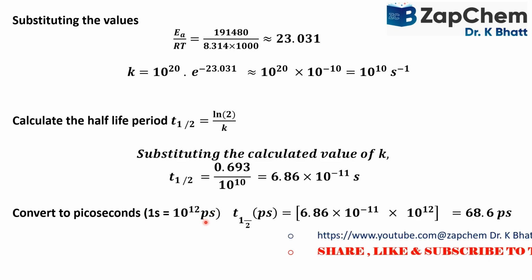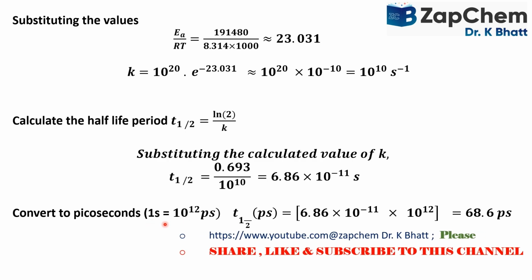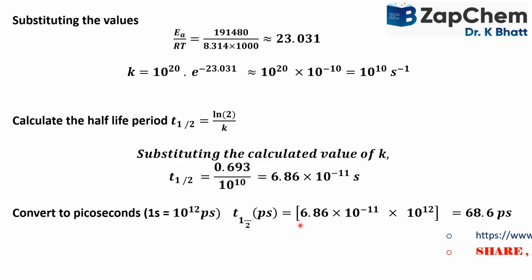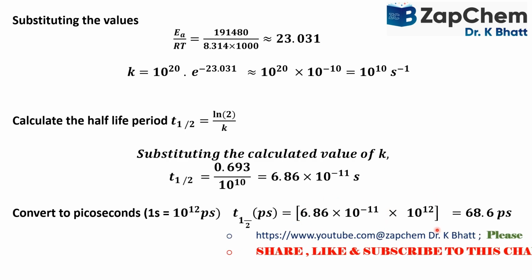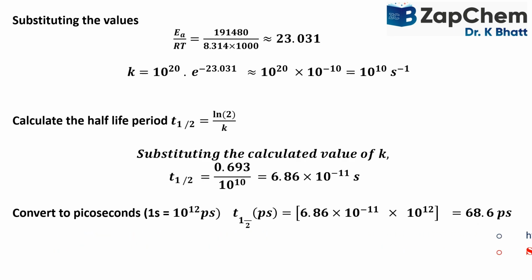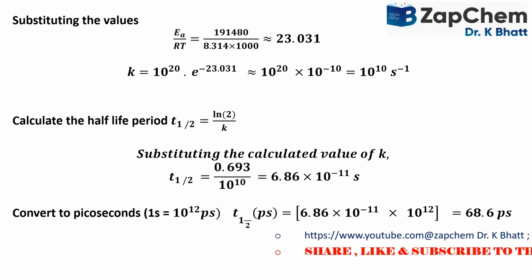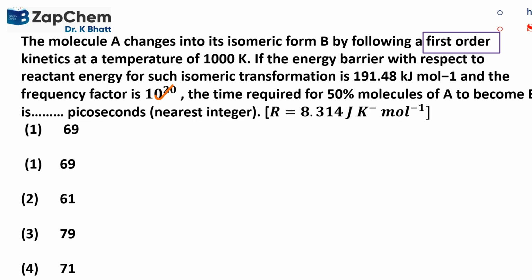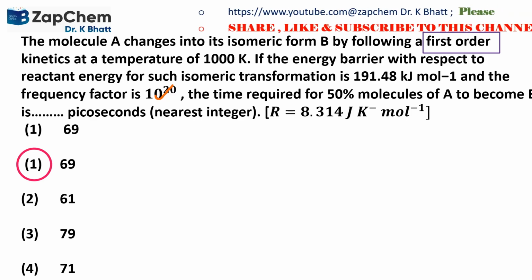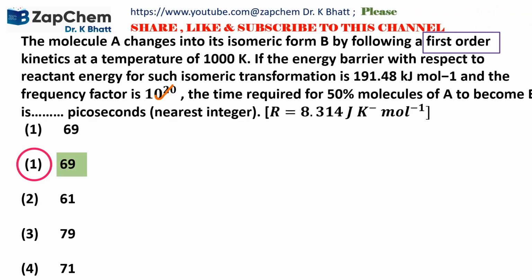The conversion factor, we have to recall that 1 second is equal to 10 to the power 12 picosecond. Put up the values, and when we convert it, we get the final answer as 68.6, which when you round it up matches with option 1 of the question, and therefore option 1 is the correct answer here.